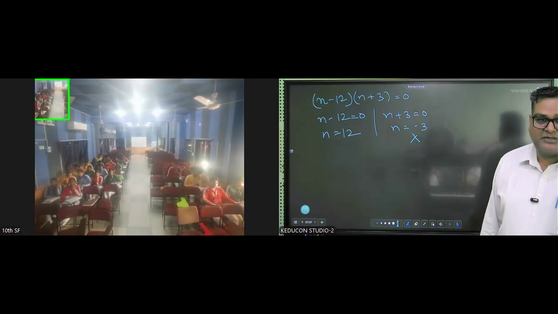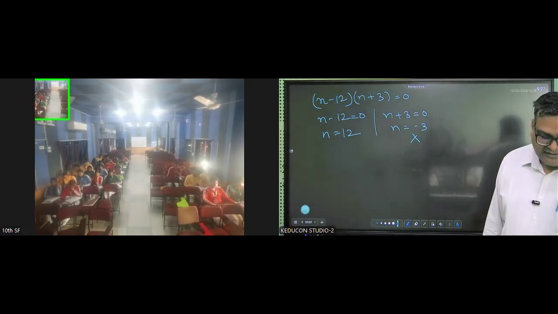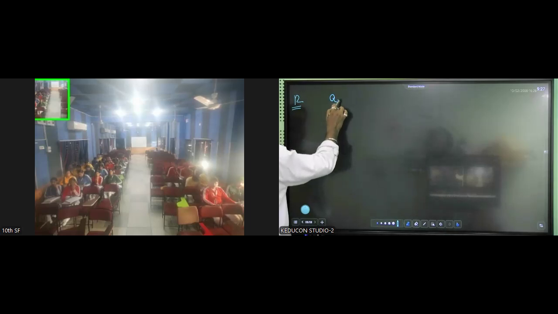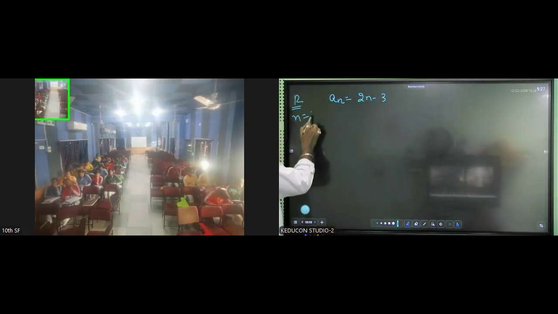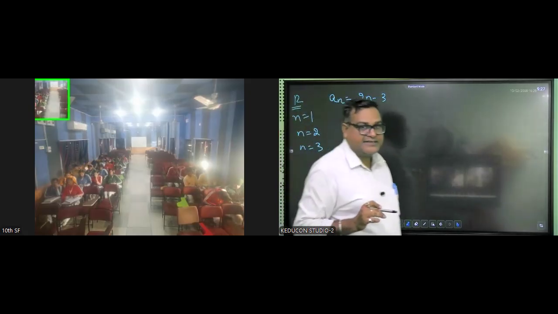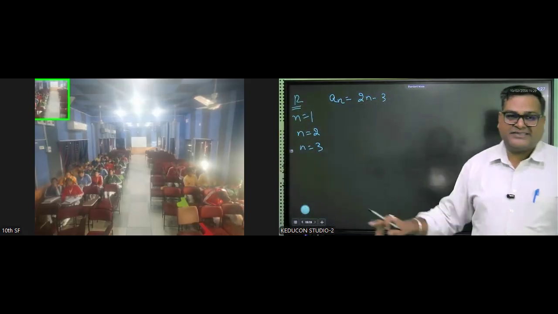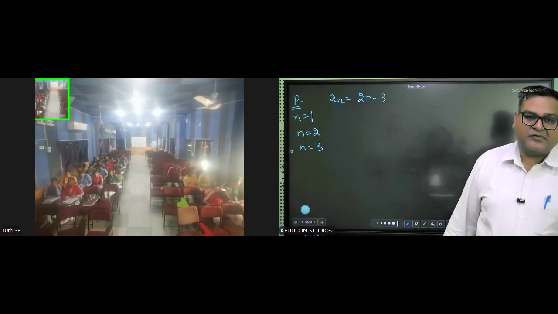Now comes question number 12. Justify whether it is true to say that the following are the nth term of an AP. Students, just look at the 12th question. In the first part we have to check whether this can represent the nth term of an AP. How to do this? Put the value of n as 1, 2, 3. If it forms an AP series, then this is the nth term of an AP.